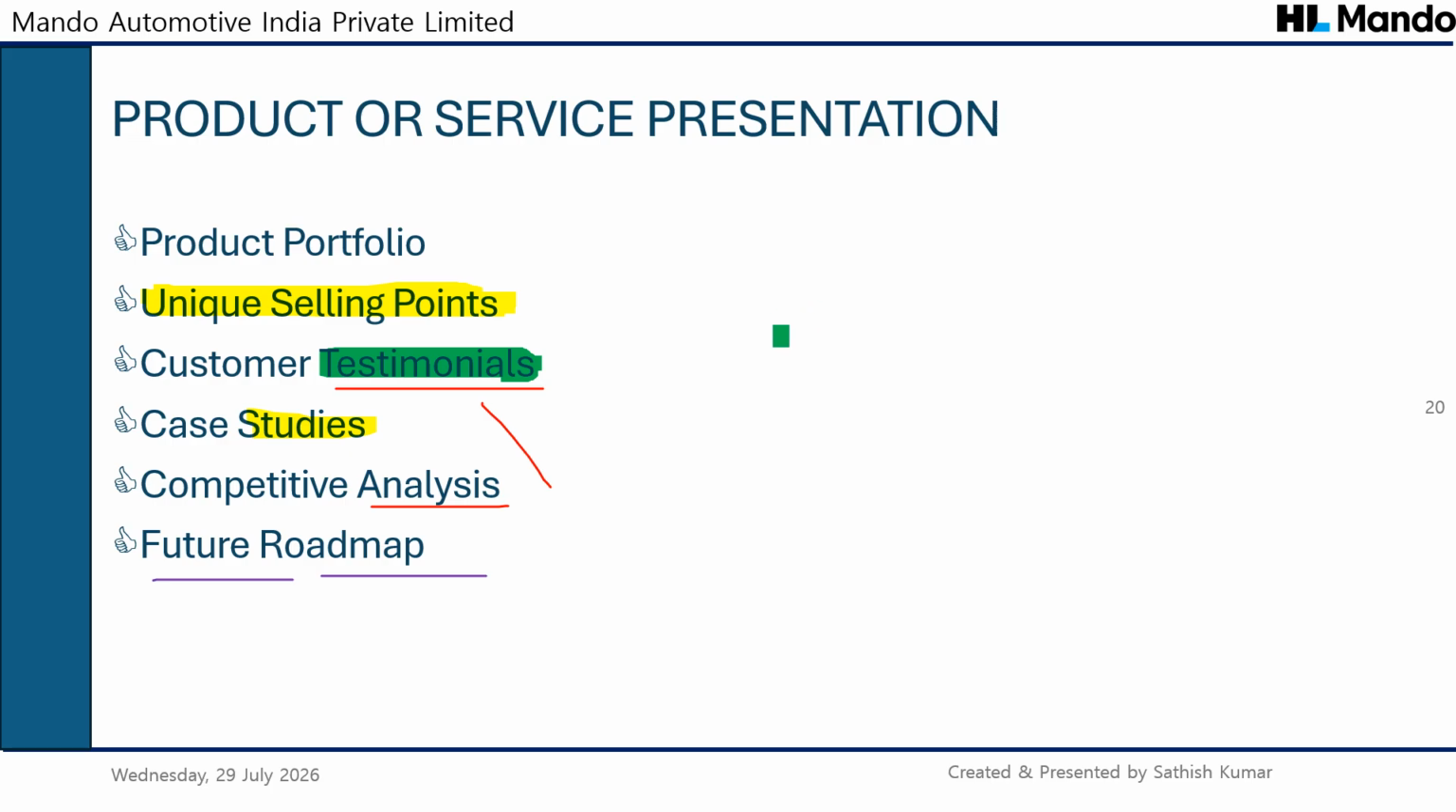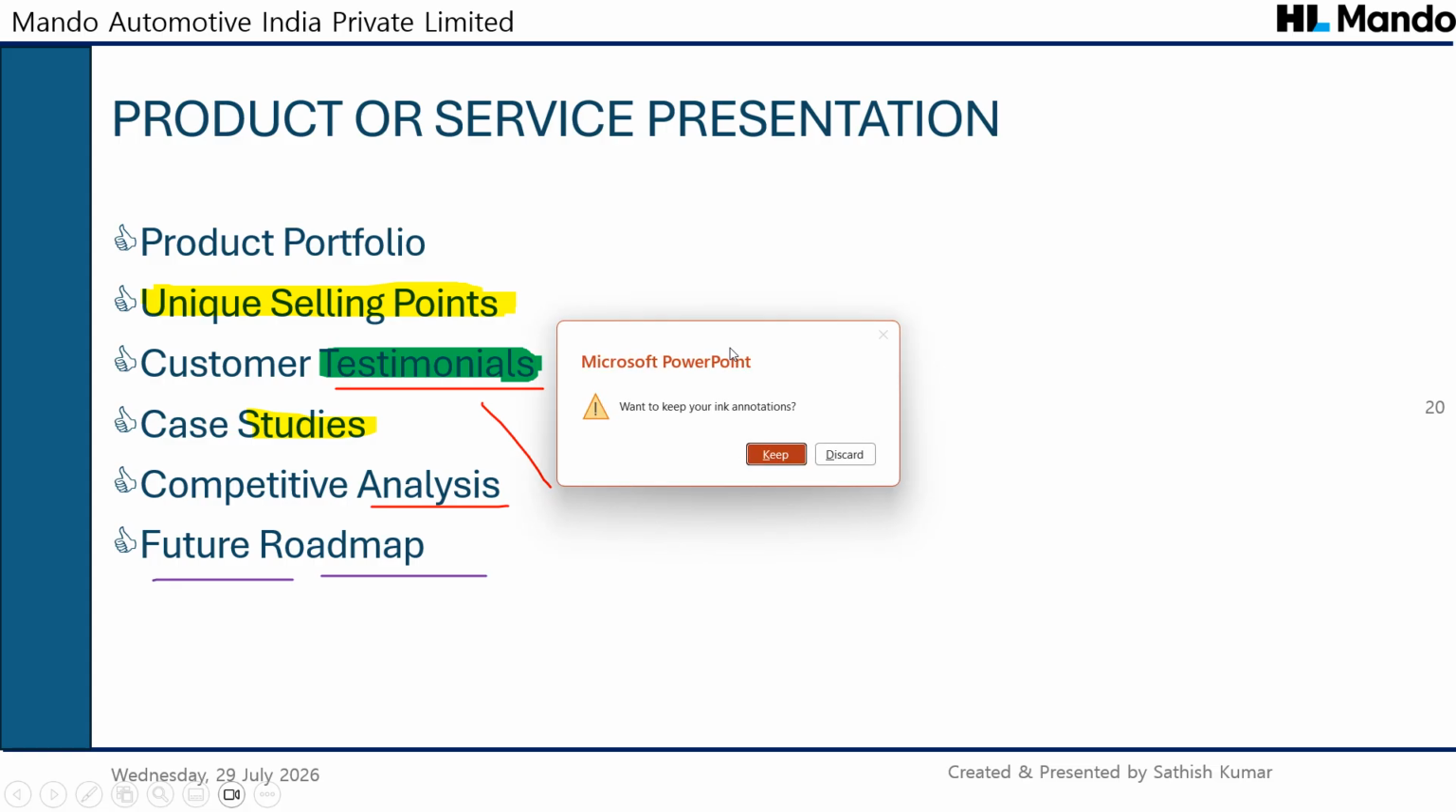Usually, when I come out of the slideshow, it will come out straight away. But now it will give a message. When I press Escape, it's showing a message: Do you want to keep the ink annotations? We have drawn something. Do you want to keep the drawing or remove the drawing? Discard means all the drawing will go off. Let us keep.